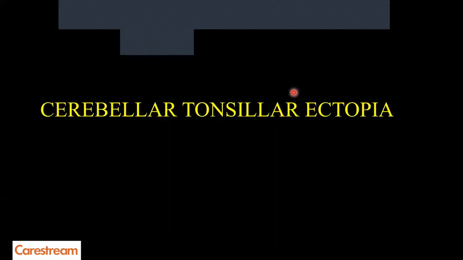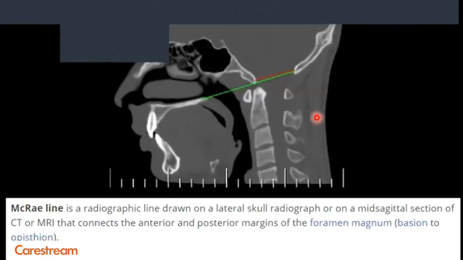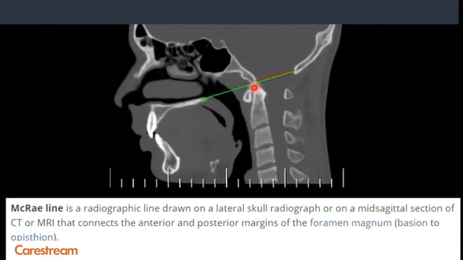Then coming next to cerebellar tonsillar ectopia. So what we have to see is this particular line that is called the McRae line. This is the easiest of all. It is the one connecting the basion and the opisthion. So when the cerebellar tonsils herniate below this line of McRae, at that time you have to call it cerebellar tonsillar herniation or ectopia.